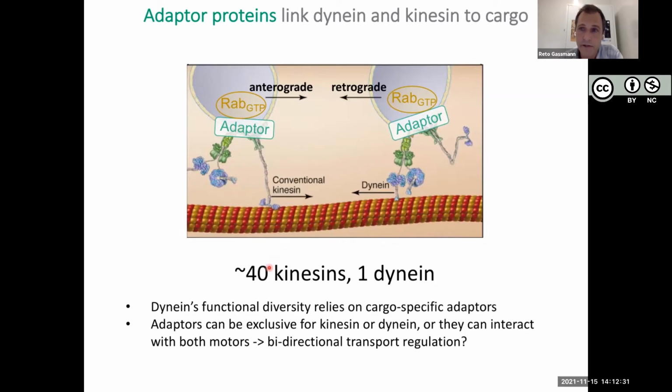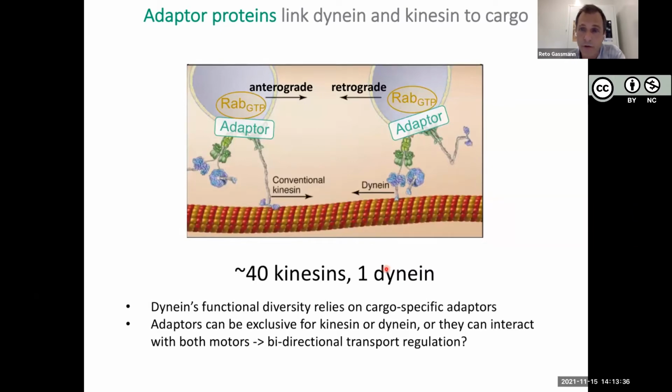Now, there are about 40 kinesins in vertebrates, and pictured here is the conventional kinesin called kinesin 1, which I'm going to talk about. But there's only one dynein. So while there's some specialization of the different kinesins with respect to the cargo that they transport, the dynein is sort of the all-purpose minus-end-directed motor. And so dynein really relies on adapter proteins. It has to interact with adapters to be able to selectively bind to cargo. Some adapters are exclusive for kinesin, some are exclusive for dynein, and then there's a category of adapters that bind to both motors. And this implies that these types of adapters may be able to regulate transport in a bidirectional manner. However, these adapters remain in general poorly characterized.